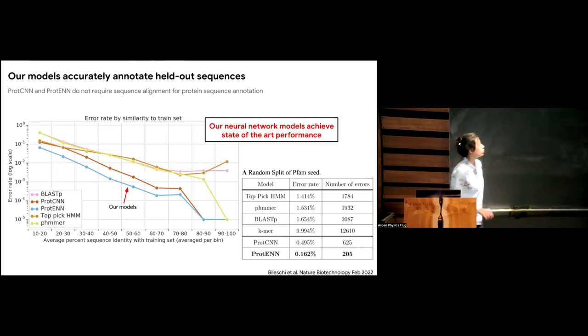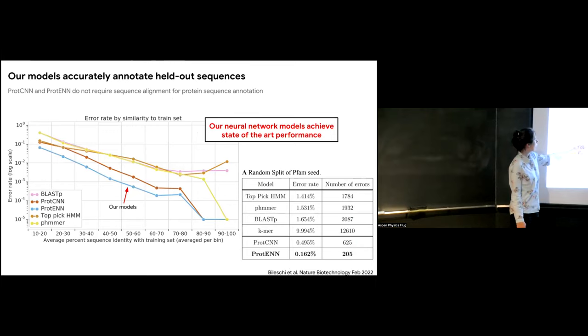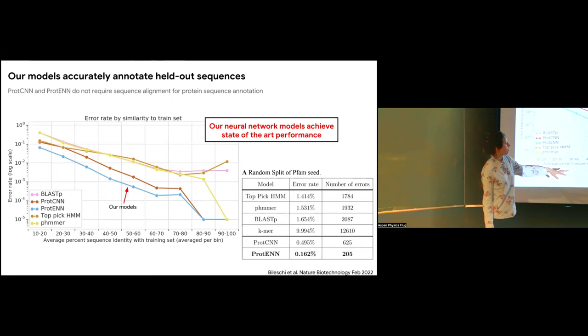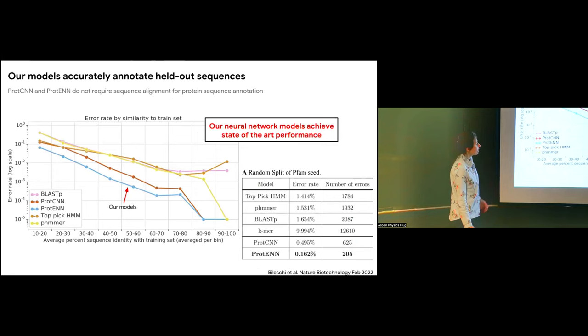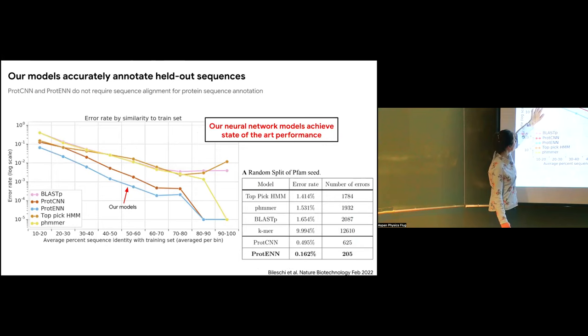In particular, we made an ensemble, ProtCNN, which is an ensemble of these neural networks, and our model makes very, very few errors compared to the hidden Markov model, which makes maybe 10 times as many errors. We were very excited about that. This is error rate on the y-axis. We can reduce the error rate even when we're really far away from the training data. So the model is extrapolating pretty well.